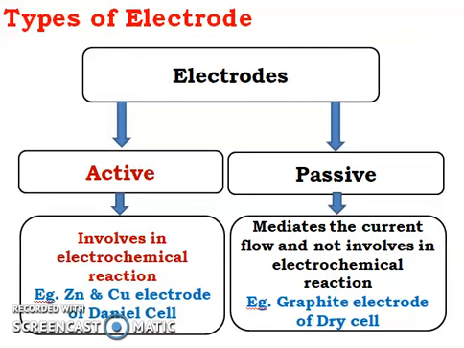Example, graphite electrode of dry cell. In dry cell, we are having one carbon black graphite electrode which is working as a passive electrode. It doesn't involve in any electrochemical reaction, rather it allows the current, that is electrons, to move through it for electrochemical reaction. It is mediating the electron flow and it is not involving in any electrochemical reaction. It is called passive electrode. Active electrodes involve in electrochemical reaction, example zinc and copper electrode of Daniell cell.